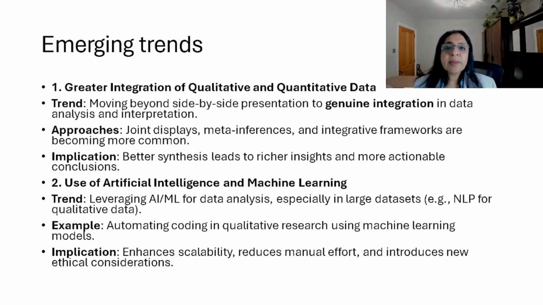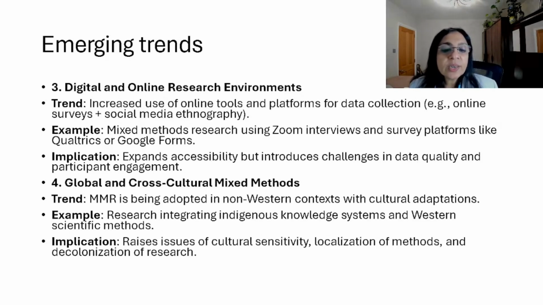Next is, as you can probably guess, the use of artificial intelligence and machine learning, leveraging AI and ML for data analysis, especially in large data sets, and automating coding in qualitative research using machine learning models. Then digital and online research environments. A lot of research is conducted using digital media and online, with increased use of online tools and platforms for data collection, such as online interviews and survey platforms.